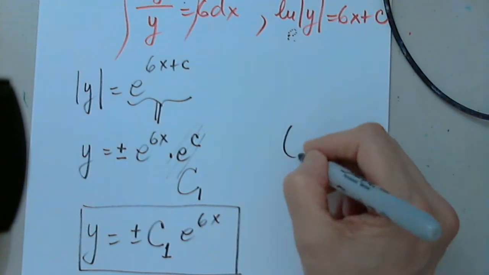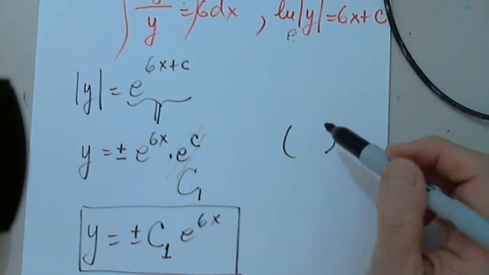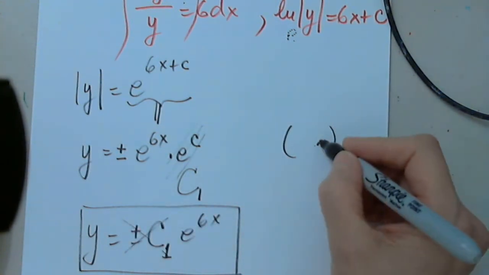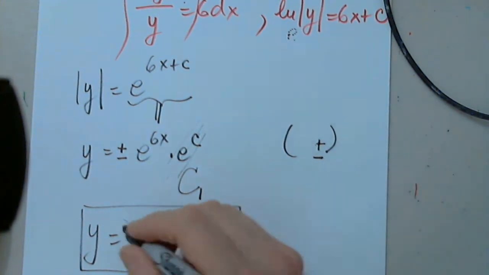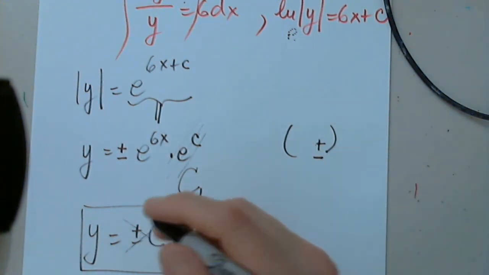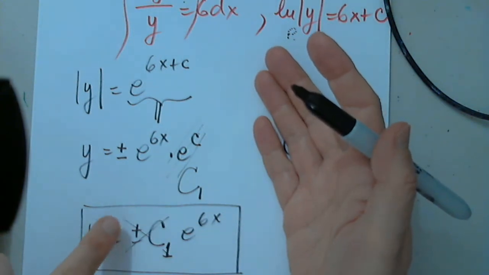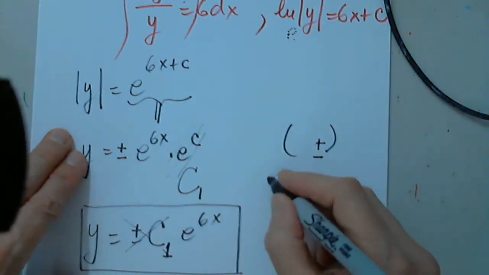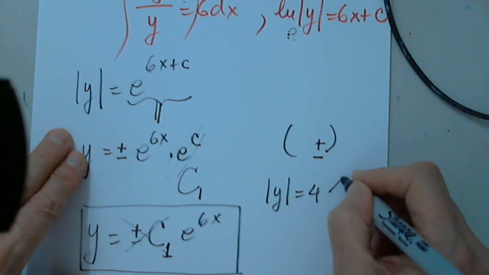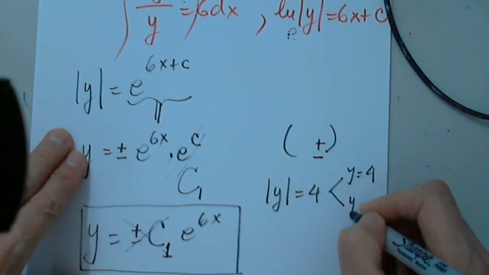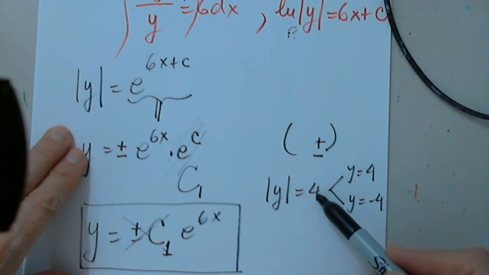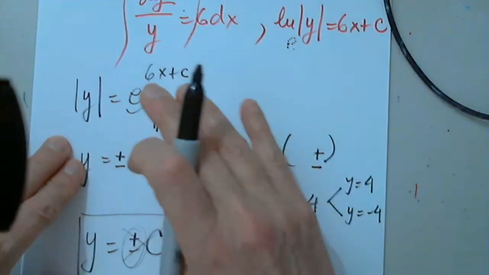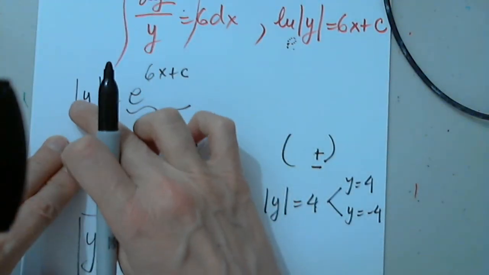Now, if we are given a point and the y value here is positive, then I'll have to say no, only positive. If the y value is negative, then I have to say no, no, no, only negative. But since I'm not given an initial condition, I have to keep both. Y from the absolute value: when the absolute value of y equals 4, we have two options. y equals 4 or y equals negative 4. The absolute value of 4 is 4. The absolute value of negative 4 is also 4. So that's where the plus or minus comes from, not from this side. They come from this side.